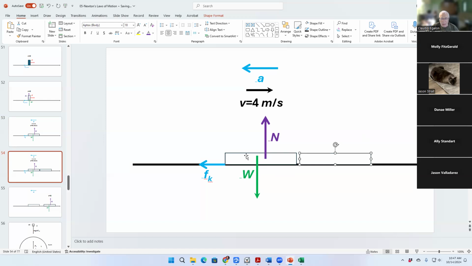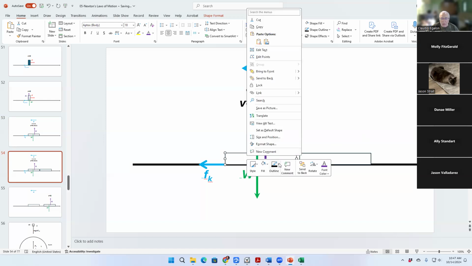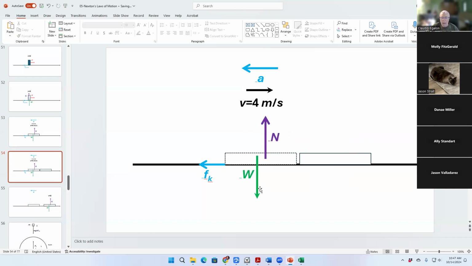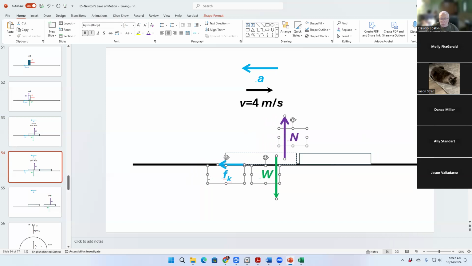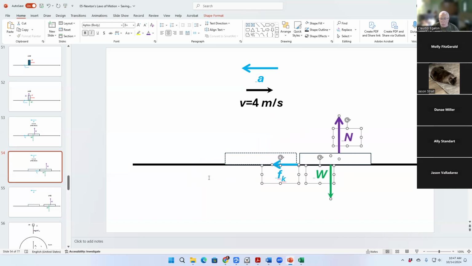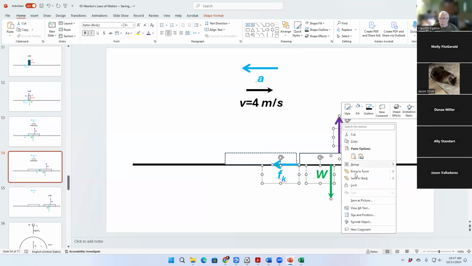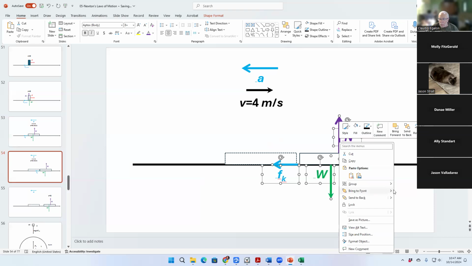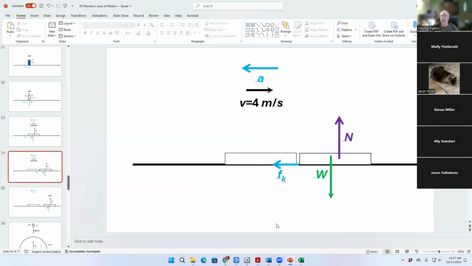Let's see. This one is the initial position. Yeah, I'm going to bring to front. Yeah, okay, here you go.